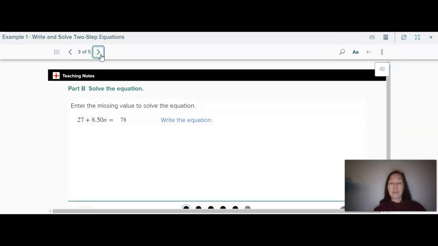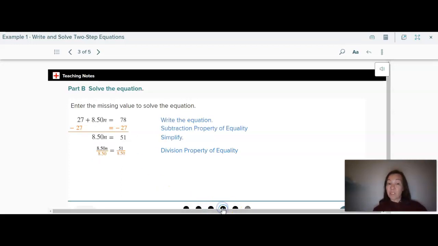So the writing is probably the harder part because you have to figure out from the word problem what the equation is, but now it's just a two-step problem like we did in class the other day. So what's our first step? Think about it. Is this what you thought? Hopefully it is. If you subtract 27 from both sides, this is already filled in for you, so you can just follow along. So 8.50n equals 51, and then what's the next step? Is this what you said? Divide by 8.50. If so, give yourself a pat on the back or a high five.